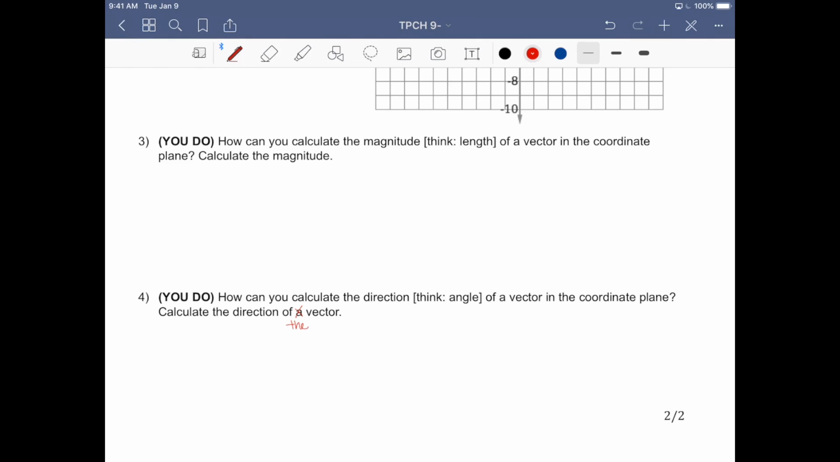Number 3, how can you calculate the magnitude of a vector in the coordinate plane? Once you figure that out, go ahead and calculate the magnitude. And number 4, how can you calculate the direction of a vector in the coordinate plane? Then go ahead and calculate the direction of the vector that we drew in part 2.